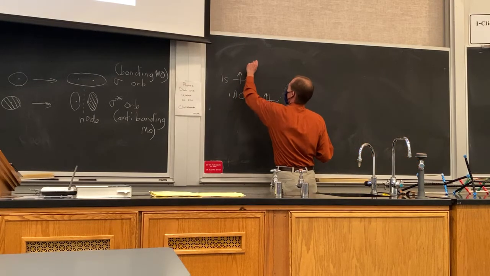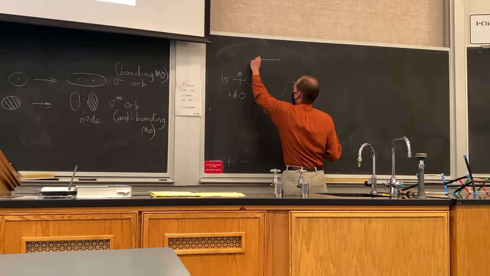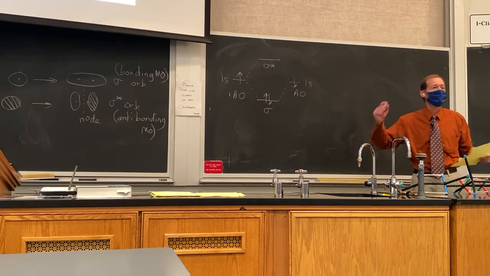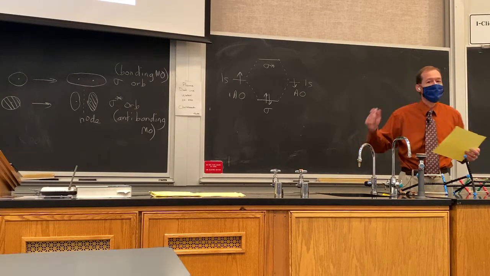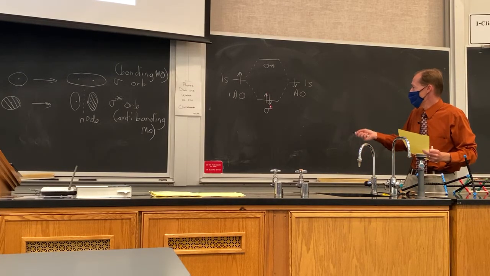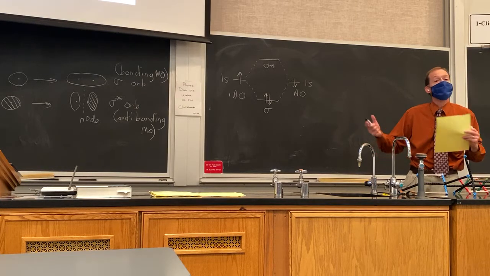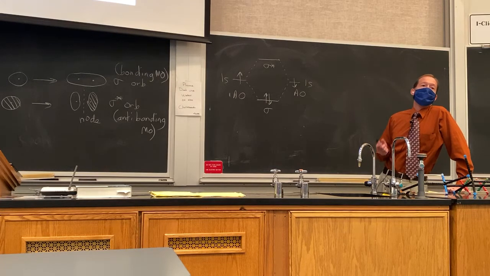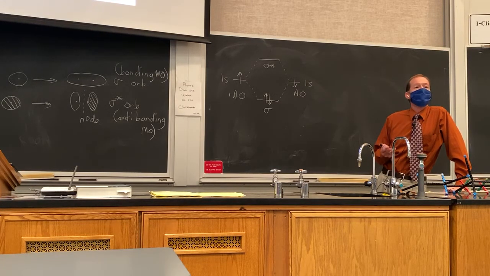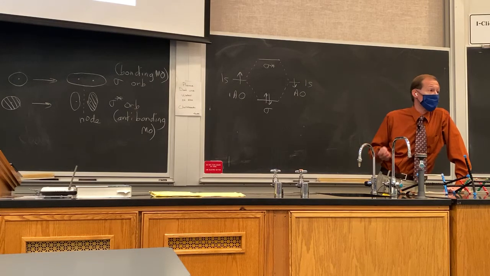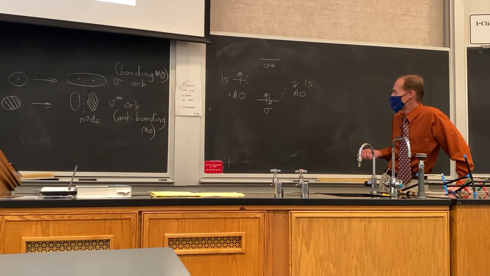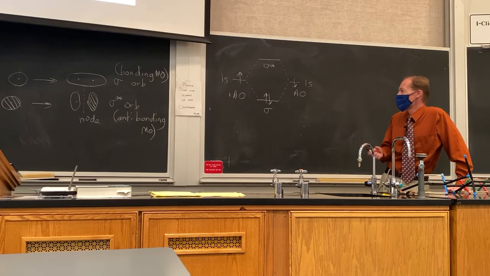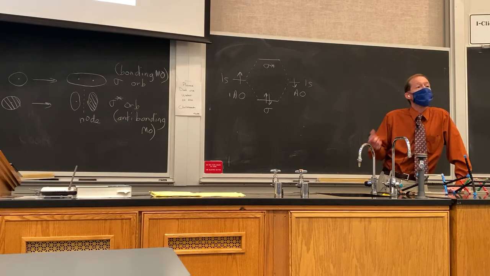And then we have our sigma star molecular orbital up here that is higher in energy than our 1s atomic orbitals by the same magnitude as the sigma, or the bonding molecular orbital, is lower. Okay? And so, because electrons in molecules are going to populate the lower energy orbitals first, we see that in H2, our sigma molecular orbital will be filled, and our sigma star, or antibonding molecular orbital, will be empty.